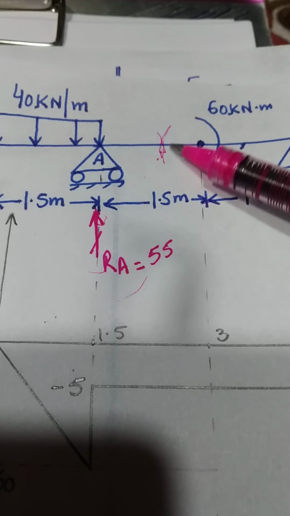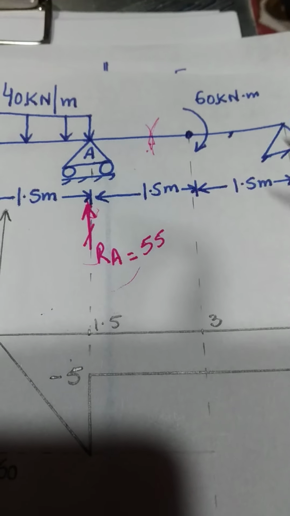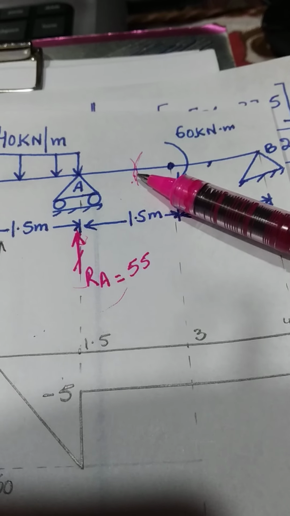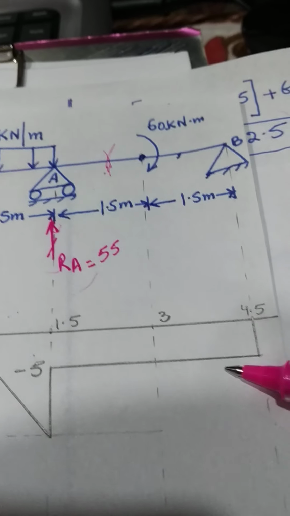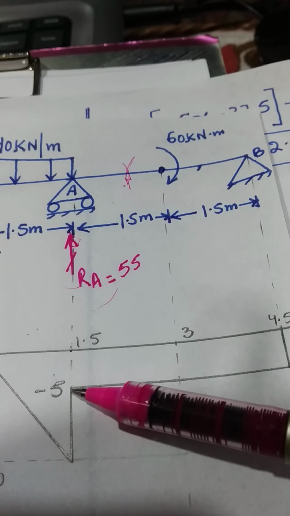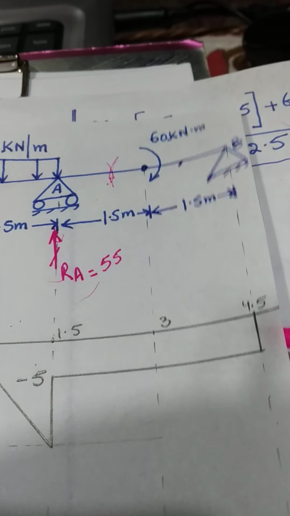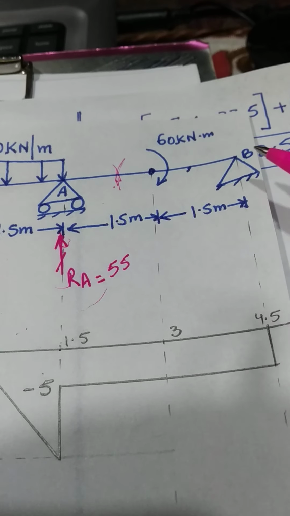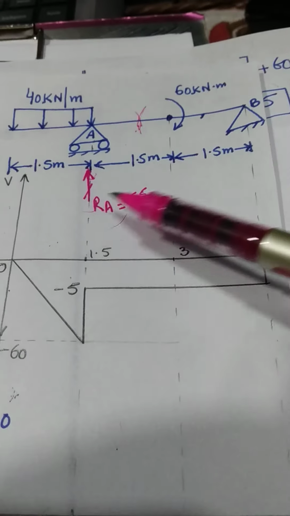So the value of V in this portion was -5. The value of the shear force in this region will also be -5. So the value of the shear force on this side was -5, therefore the value of the shear force on this side will also be -5. Therefore this shear force continues its travel from x is equal to 1.5 to x is equal to 3, from x is equal to 3 to x is equal to 4.5, and its value does not change. It continuously remains -5. So the value of the shear force continuously is how much? -5. This completes our shear force diagram.